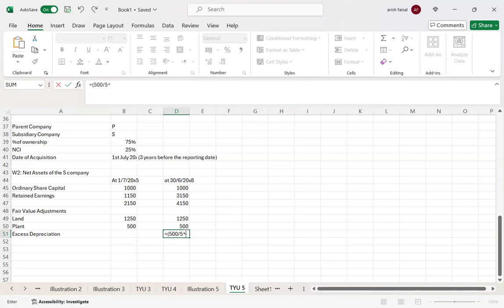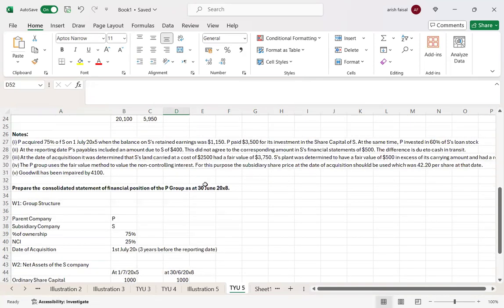You need to multiply it by 3 because that's going to be the total depreciation that would have been charged in the 3 years from the acquisition to the reporting. So that gives me up to 300. Okay. So this will be considered a reduction from the net assets, and that's why I'm writing it down as a subtract value.